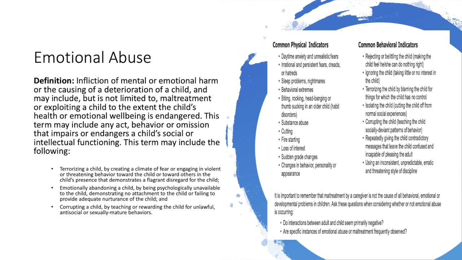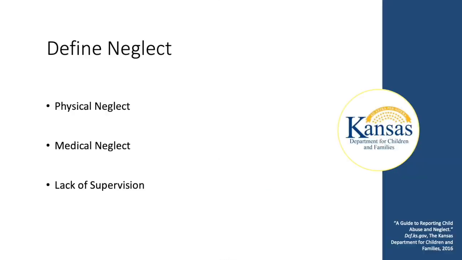The physical indicators are not always common in emotional abuse. However, there are many behavioral indicators that can be presented by the child and adult abuser. The list is of common indicators and is again not all-inclusive.